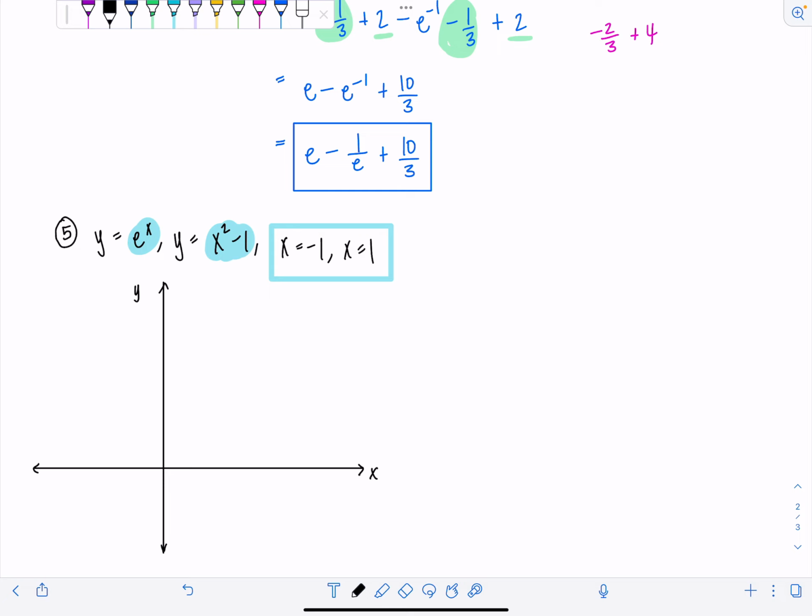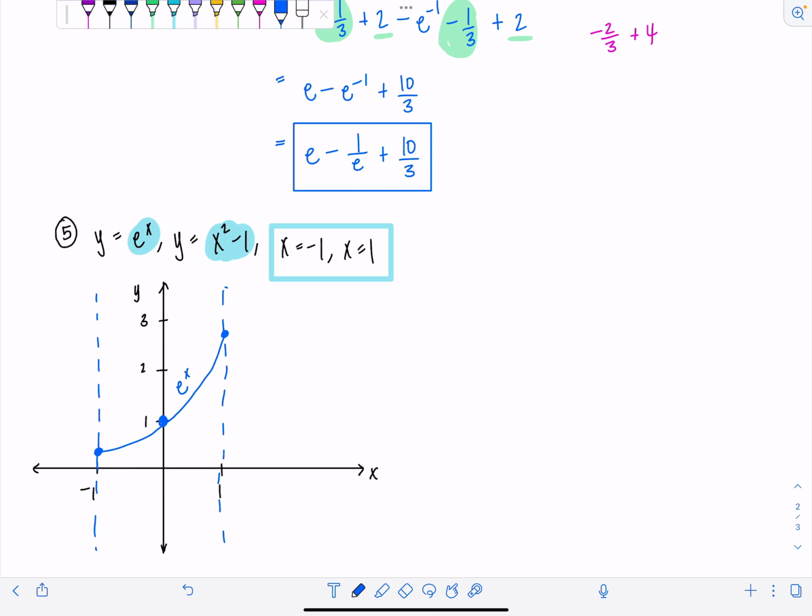So e to the 0 is 1. Hold on. E to the 0 is 1. And then let's just go. We only have to go to -1 and 1, right? They're already telling me these two vertical lines bound the region also. E to the negative first is about 0.4. Not that it matters for the graph, but let's put that in there. And then e to the first, e, is about 2.7. So this is e to the x here.